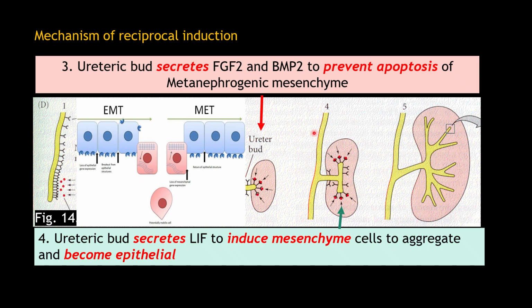Now, here in the fourth step, if you remember the epithelial-mesenchymal transition, I told you that there is also mesenchymal-epithelial transition, the MET, and this is now going to happen. The ureteric bud is going to secrete another molecule that is going to induce the mesenchyme cells to aggregate and become epithelial. So all the cells that were mesenchymal cells are now going to become epithelial. And finally, the fifth step.